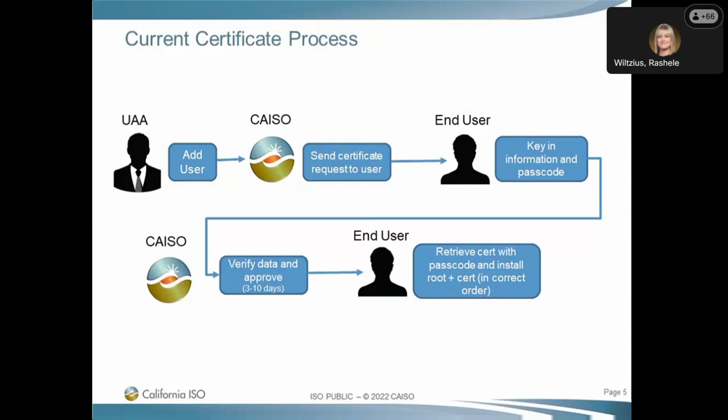So the end user receives an email to create and key in information and set a passcode. Then once that passcode is set by the end user, KAISO is notified, and we verify all of that data and go through the approval process. This can take up to 3 to 10 days, depending upon the time of day and the time of year. And then finally, that end user is sent by KAISO an email to retrieve the certificate and that passcode and install both the root and the certificate in the correct order. So this is how it works currently.